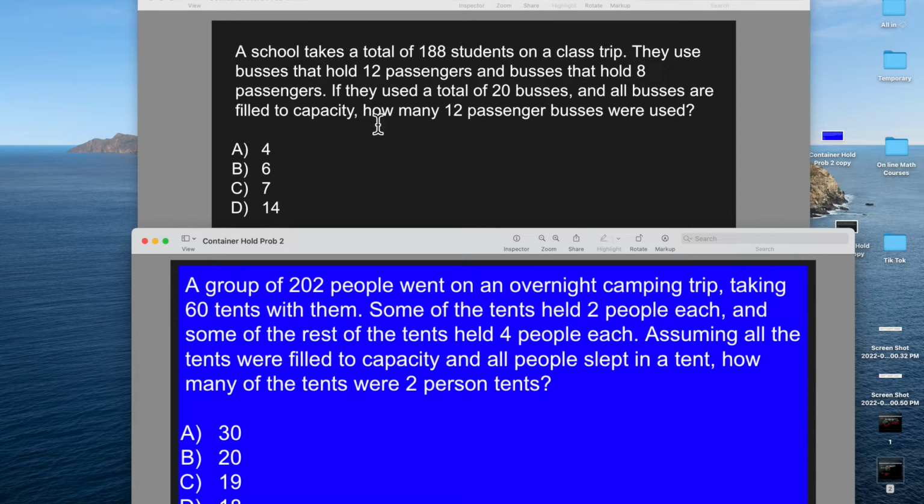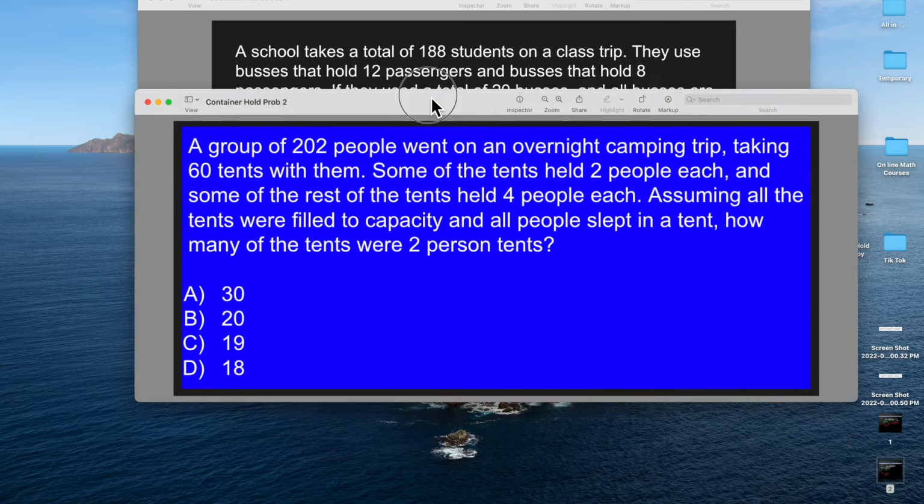See those words, how many? That means we're going to set X equal to the number of 12-passenger buses. Since X is unknown, and we have a total of 20 buses, we're going to refer to the number of smaller buses as 20 minus X. Look at this one here.